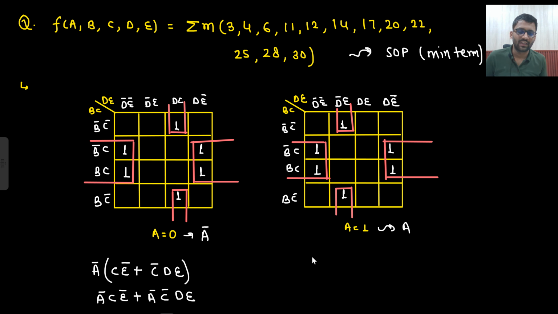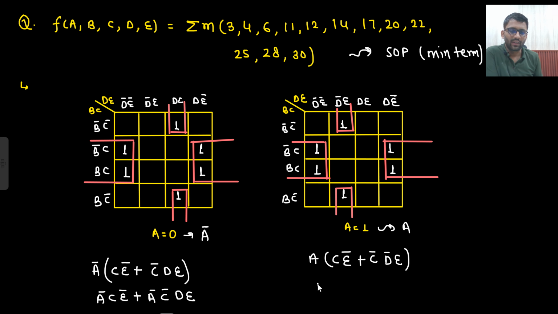Let's check for this A. So for A, what is coming? C is constant and E bar is constant. So C E bar plus, here D bar E is constant and C bar is constant. So C bar D bar E. So here what you are getting? A C E bar plus C bar D bar E.